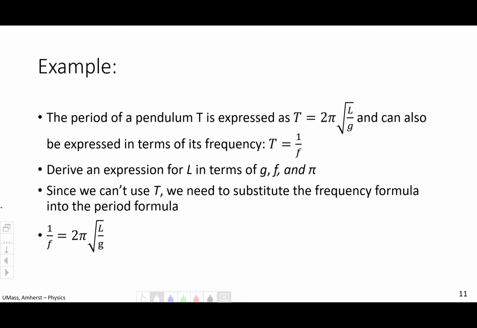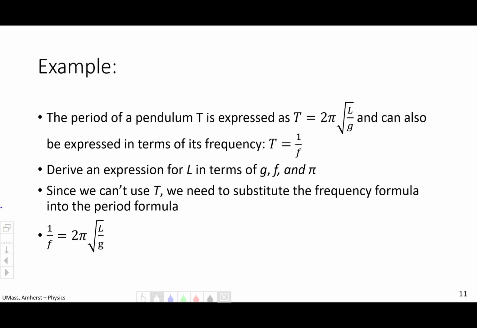Let's go to a different one. Let's talk about pendulums. The period of a pendulum is written as T, that's the variable for period. Period means how long it takes to complete one cycle. One swoop down and back, that's the period of a pendulum. So you would time that motion. And T equals 2 pi square root of L over g, where L is the length of the string and g is gravity.